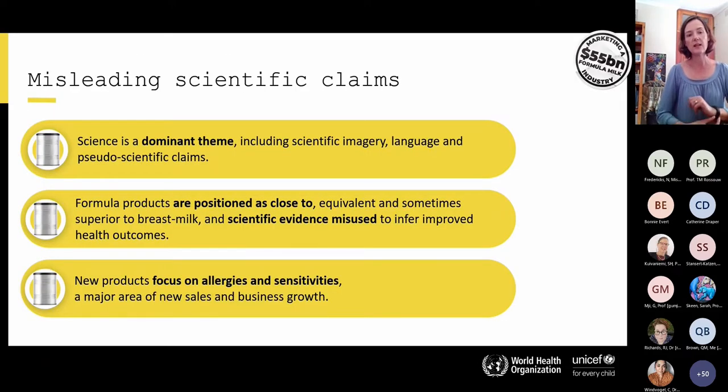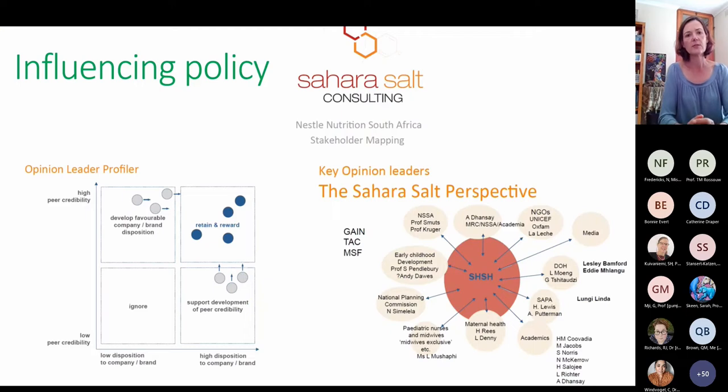So misleading scientific claims was found to be a dominant theme in the research, including the use of scientific imagery, language, and pseudoscientific claims. Products are positioned as being close to, equivalent, and sometimes even superior to breast milk, and scientific evidence is misused to infer improved health outcomes. There's a huge range of new products that focus on allergies and sensitivities, and this is a major area for sales and business growth.